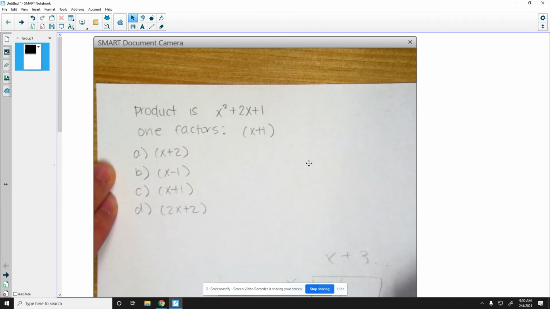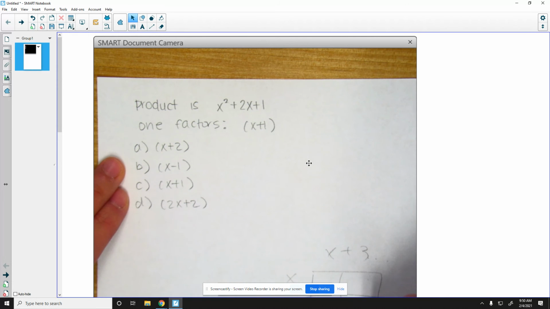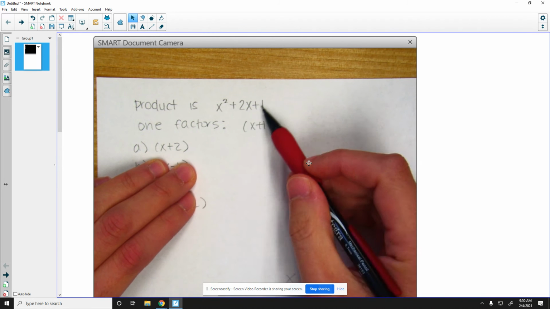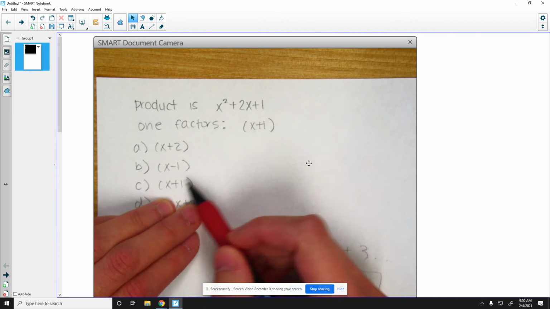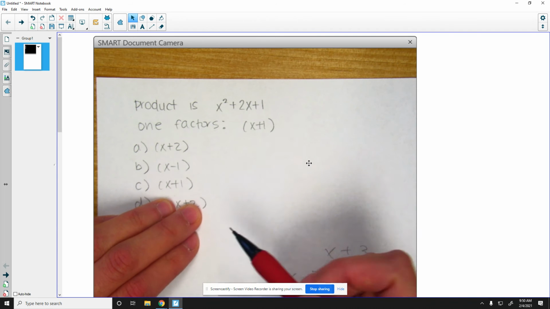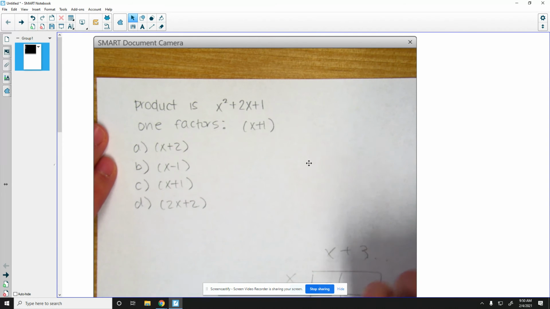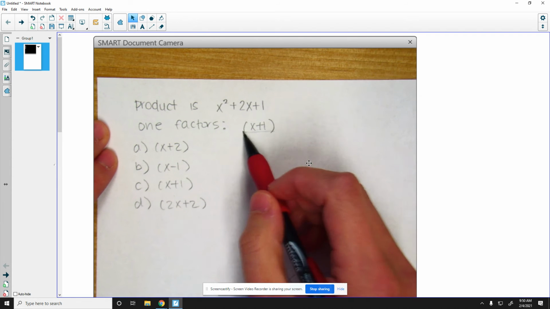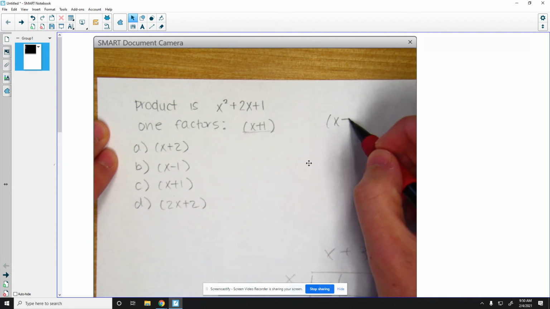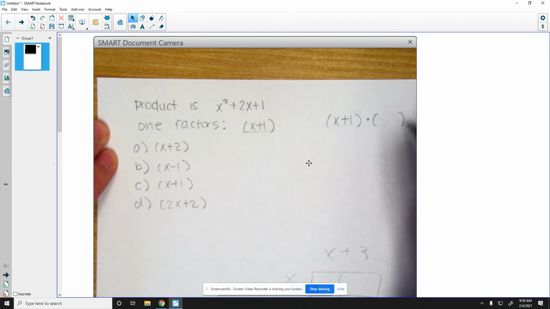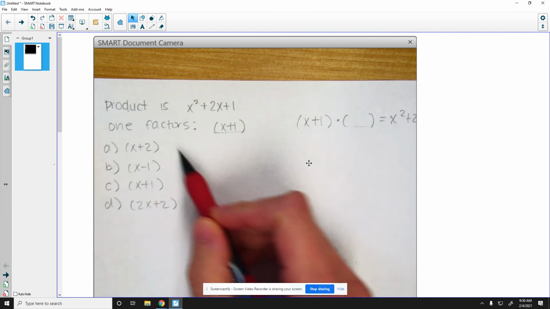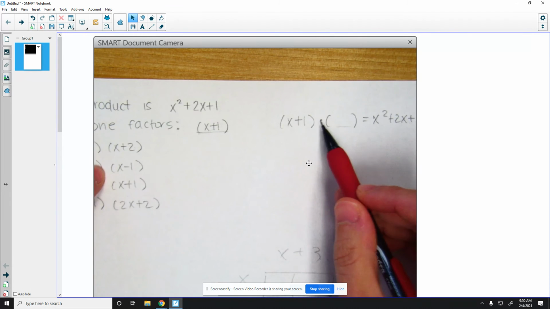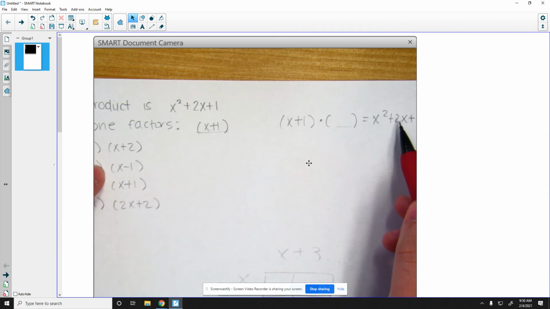Sorry, go ahead. FOIL. FOIL. So take this, FOIL it, see if you get that answer. If it doesn't work, take the next one, FOIL it, see if you get your answer. Do you see how that's basically what they're asking you to do? They're saying x plus 1 times what equals this answer, x squared plus 2x plus 1? What is the other factor? I don't know, so why don't you FOIL it with these answer choices to see what that would equal?